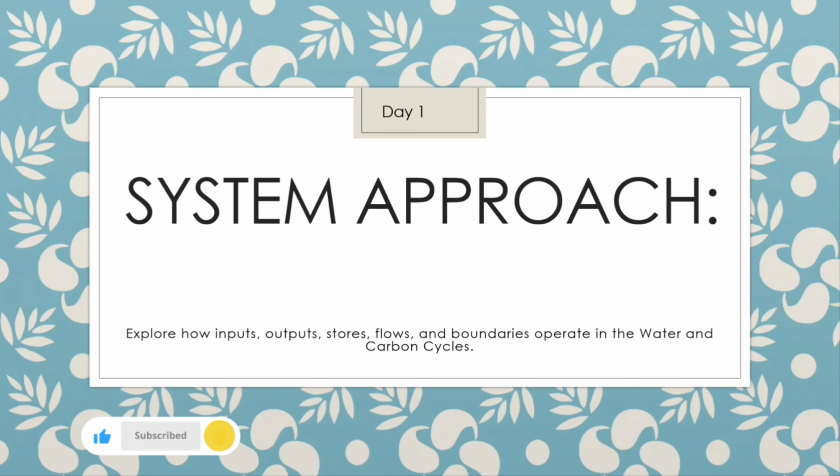Today we'll be going over the water and carbon cycle within part 1 and part 2 of your revision. So stick around and let's begin. So first of all, we're going to be talking about the system approach and we're going to explore inputs, outputs, stores and flows that operate within the water and carbon cycles.